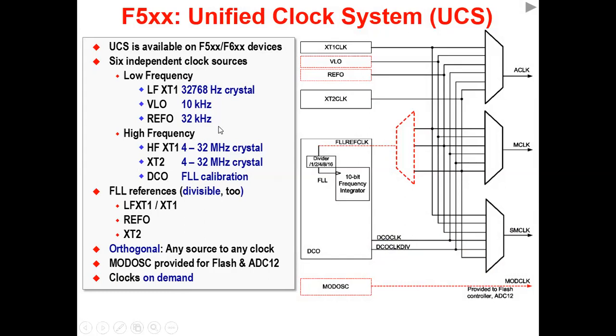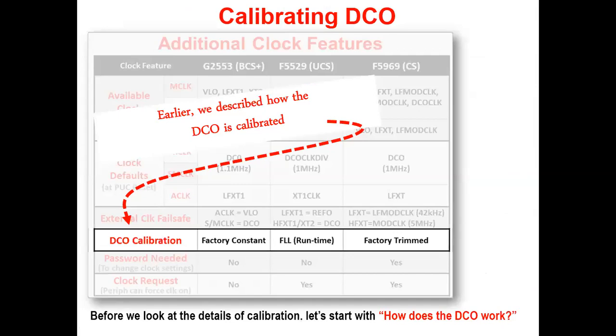So in the Unified Clock System, totally the sources are six and outputs are three only. Other than that, if you want, you have one more oscillator called the MOD oscillator, which is usually for flash and ADC12, and is provided on demand for the flash controller and ADC12. So including this MOD clock, we will have four outputs and seven input sources. This is about the Unified Clock System that is available in F5xx.